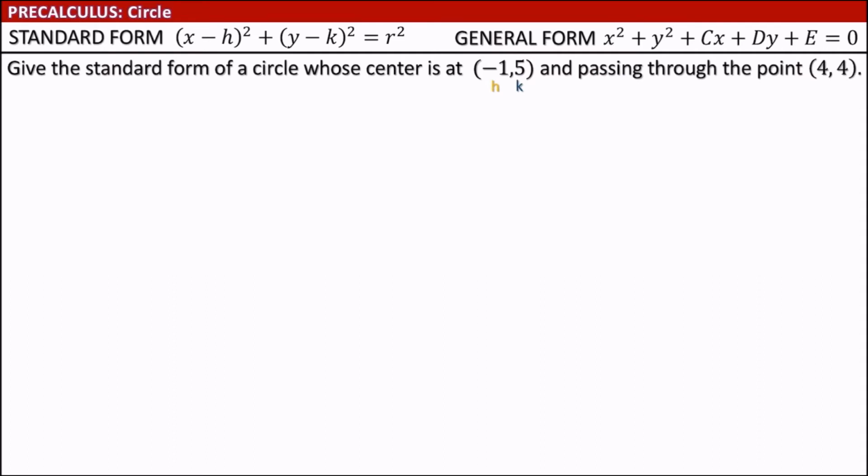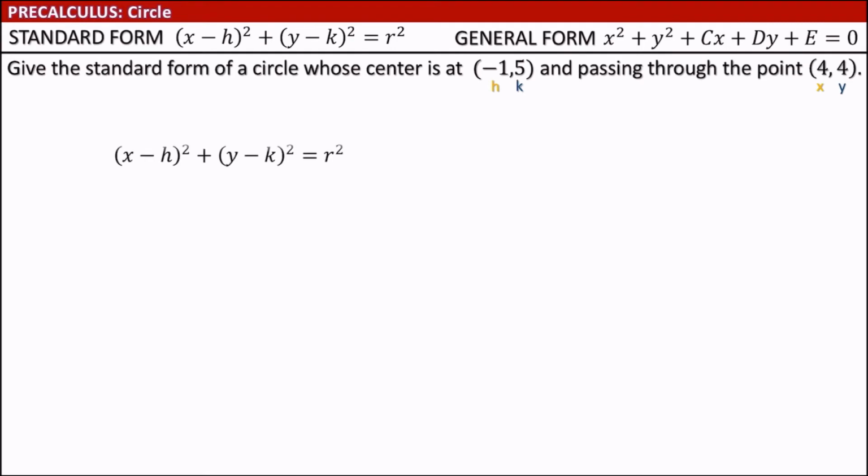H is equal to negative 1 and k is equal to 5. In finding the standard form, kailangan rin natin ng value ng r. But instead, in our problem, we're given the condition that the circle is passing through the point 4, 4. This means that 4, 4 is a point on the circle. Since 4, 4 is a point on the circle, we have the values for x and y. X is equal to 4, y is equal to 4.